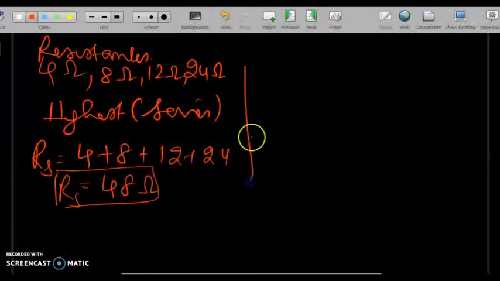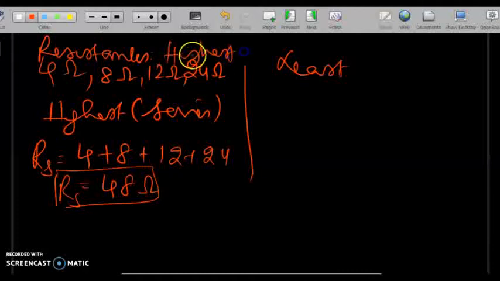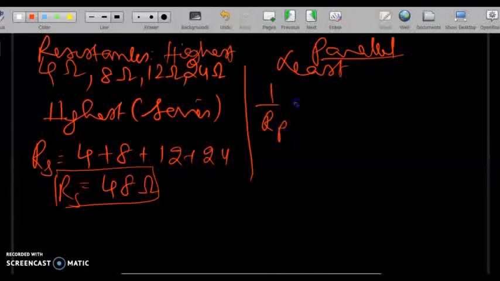And what is the least resistance you get? Least will be in parallel. So this is the highest, and the least should be in parallel. How do we do it? 1 by Rp is equal to 1 by 4 plus 1 by 8 plus 1 by 12 plus 1 by 24.